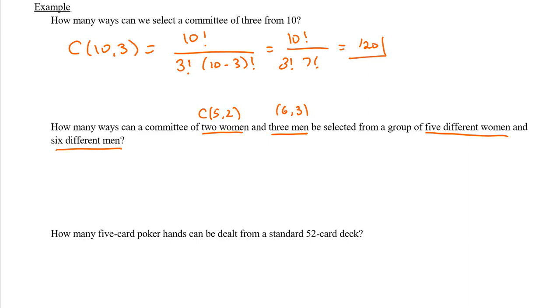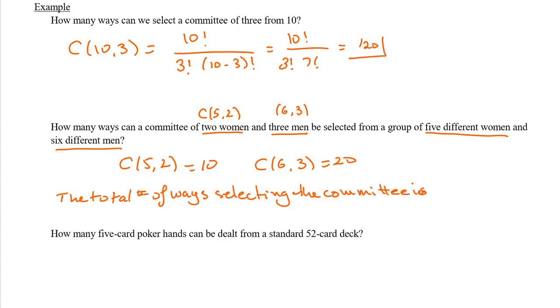So now we just have to use the multiplication principle. So what we have is C(5, 2), which is 10, and the 3 out of 6 we have 20. So the total number of ways of selecting the committee is 10 times 20, which is 200.